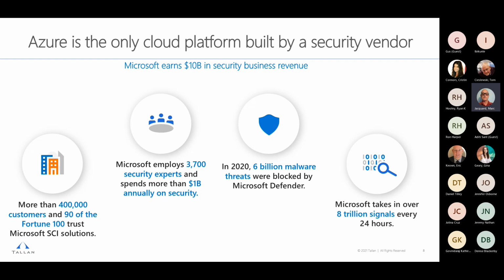In 2020, 6 billion malware threats were blocked by Defender products. But right here is something I like to point out. Microsoft takes in over 8 trillion signals every 24 hours. These are threat vectors, indicators of compromise, known malware sites, bad actors, all of that. This is their security research arm, and only a true security vendor is going to have a threat research department.